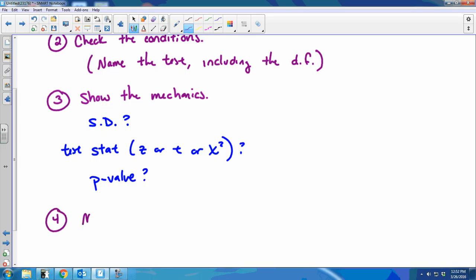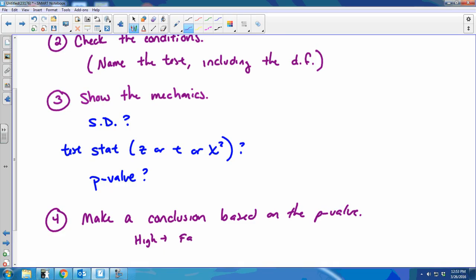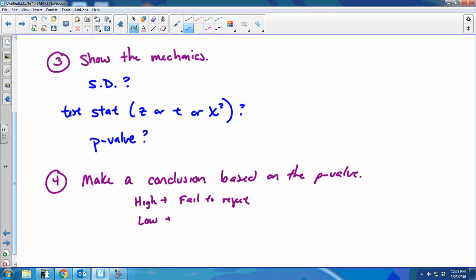And then finally, you need to make a conclusion based on the p-value. Is it high or is it low? If it's high, we fail to reject. If it's low, we reject. Right? And then you always put it into context. What does that mean if you reject or fail to reject? Okay? There's your hypothesis test every single time.